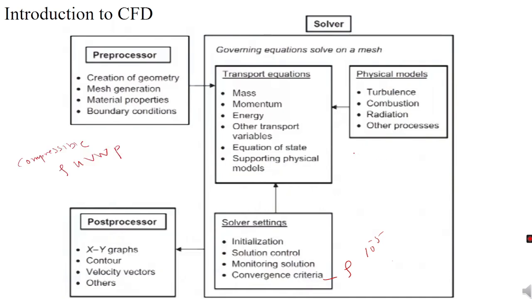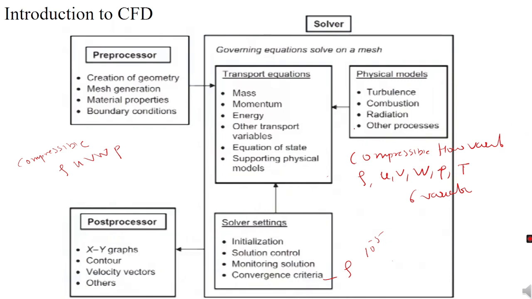Take the example of compressible flow. In that case, there are so many variables: density, velocity in x, y, z directions, then pressure, and temperature. These are the 6 variables we are having. And to solve those 6 variables, we should have 6 equations, right?